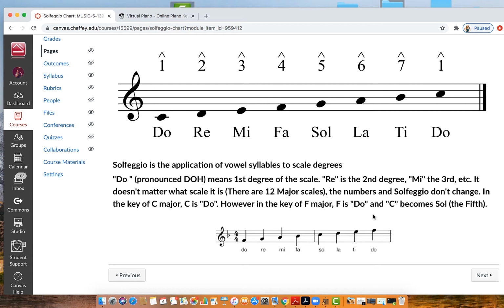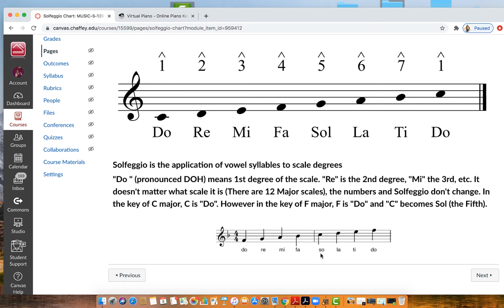Now, the opposite is also true. In the key of C, do is the most important tone there is. But in the key of F, it changes its role. In the key of F, 1, 2, 3, 4, 5. There's C. In the key of F, C is number 5. So since it's number 5, it's sol.